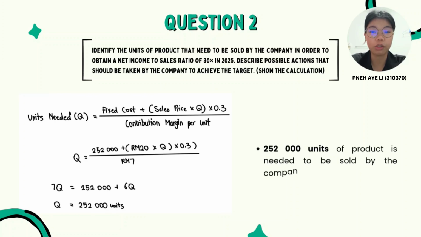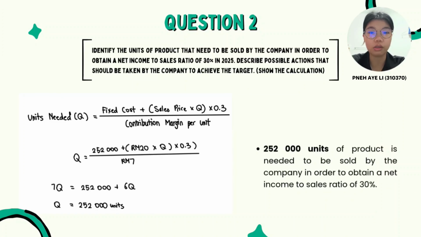So I'll be talking about question 2. Identify the units of product that need to be sold by the company in order to obtain a net income to sales ratio of 30% in 2025. Describe possible actions that should be taken by the company to achieve the target. First we will find the units needed, which is Q equals fixed cost plus sales price times Q times 0.3, which is the 30% net income to sales ratio, over contribution margin per unit.